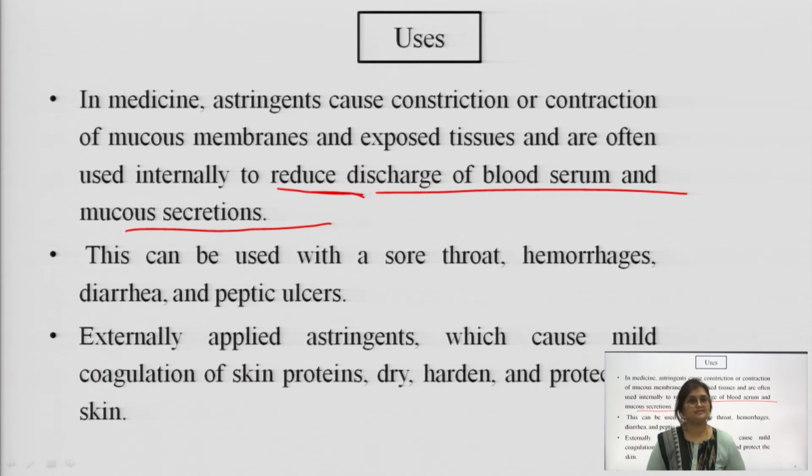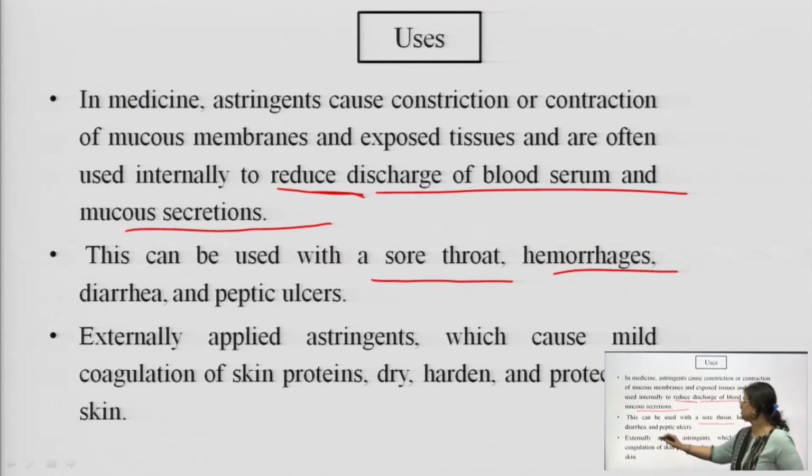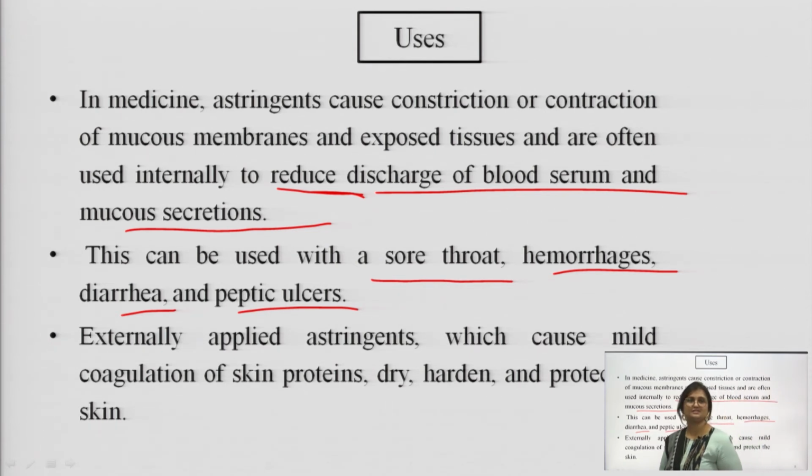Externally, they can also be used in cases of sore throat, hemorrhages, diarrhea and peptic ulcers. Astringents, apart from the above examples, can also be used in various other cases. Where there is a sore throat, astringent can be given. They are used in hemorrhages, and in cases of diarrhea and peptic ulcers. These are the various other uses of astringents.